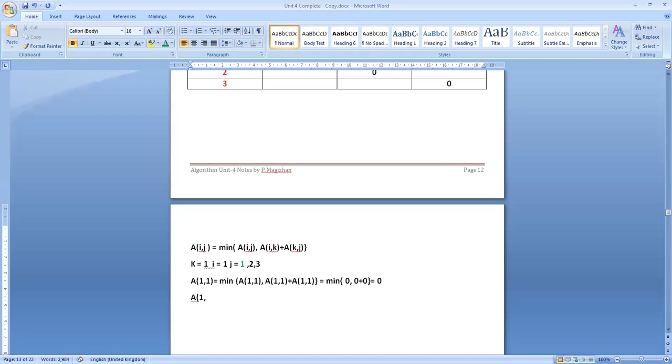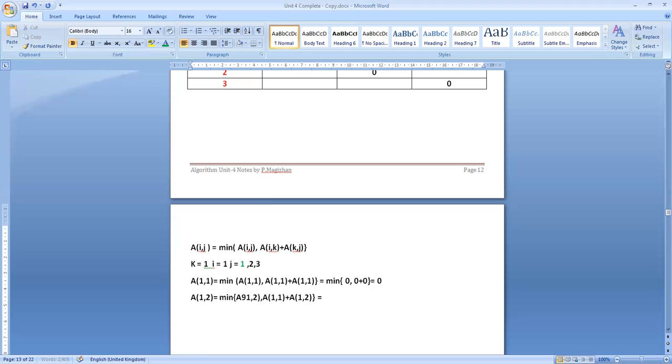A of 1 comma 2, because i is still 1 only and j now takes the value 2, is equal to minimum of a of i comma j, that is 1 comma 2, comma a of i comma k. i is equal to 1 only, k is equal to 1 only, so 1 comma 1, plus a of k comma j, k equal to 1, j equal to 2. Now we compute these values.